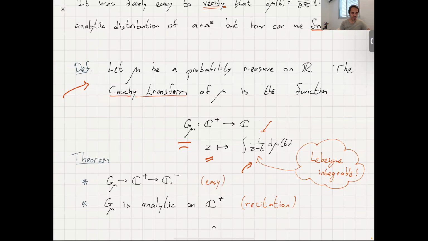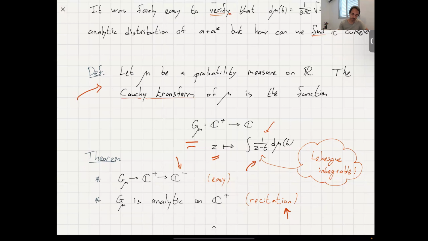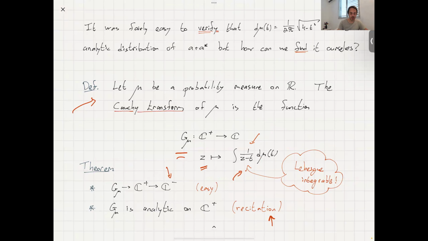One easy thing you can check, it's really a calculation, is that the Cauchy transform of mu actually maps the upper half plane to the lower half plane. Okay? And another thing you can do, and Gal did that in the first recitation, which we actually didn't record, but it's an easy exercise. You can show that G mu is analytic on the upper half plane C+. You can just find the derivative and see that everything works out. Okay, so that's the Cauchy transform.